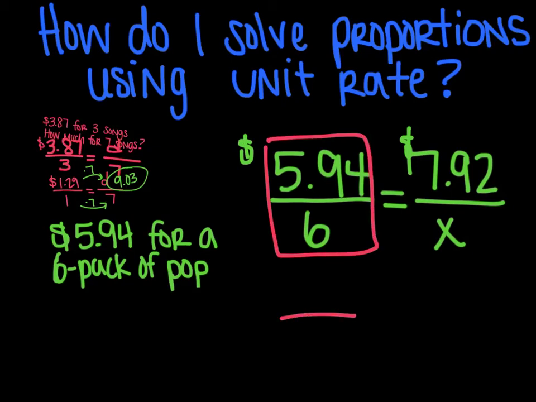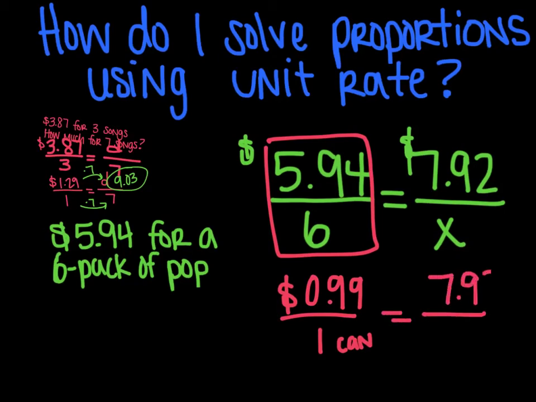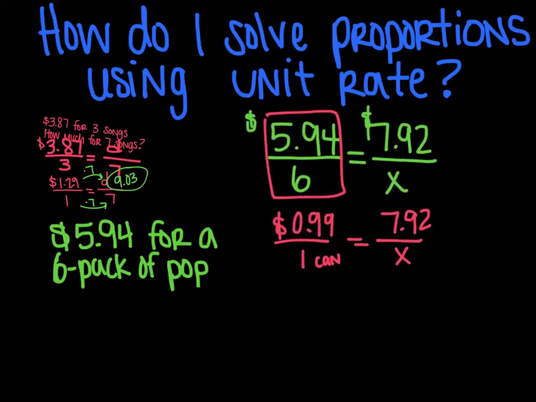So for what 1 can would be, and how many dollars that would cost. So $5.94 divided by 6 will give you 99 cents a can. Again, rewriting is important here. Equals $7.92 over X. And this, you're like, this is still not mental math. 99 cents, I've got 1 can. I don't see the mental math here. That's fine. Sometimes you won't.